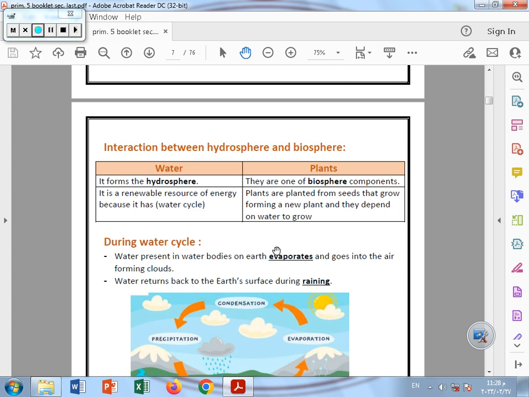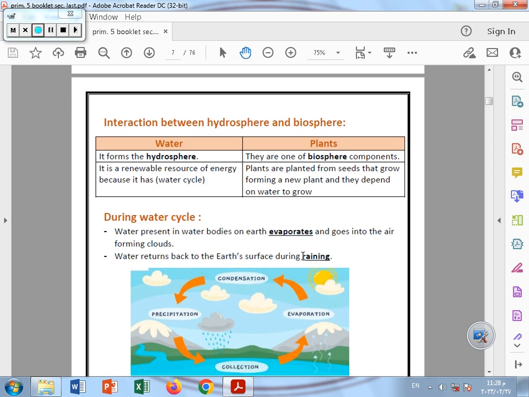And now let's talk about the interaction between the hydrosphere, which is the system of water on Earth, and the biosphere, which is the system that includes all living organisms. It's clear that we can find interactions between water and living organisms on Earth. Plants and seeds need water to grow, and water is a part of the hydrosphere. Humans and animals also need to drink water to stay alive.